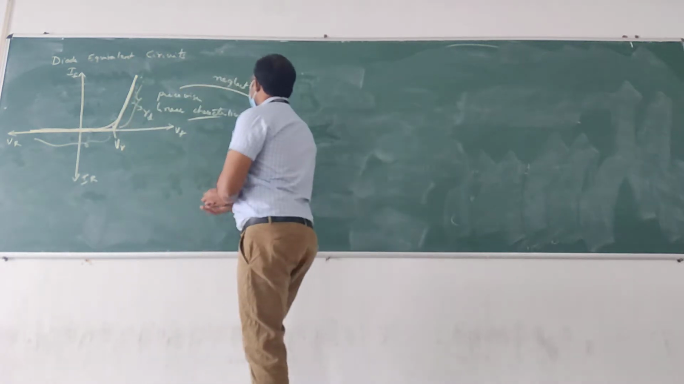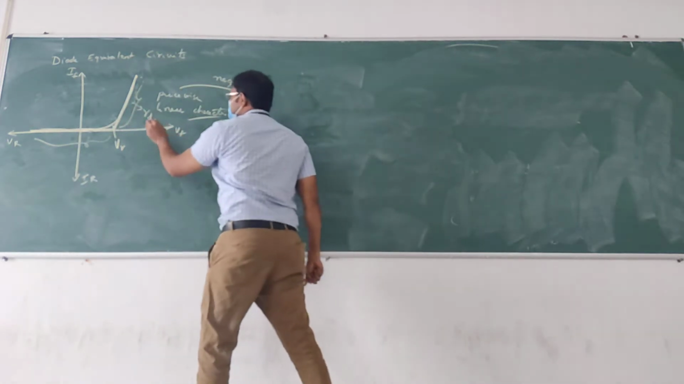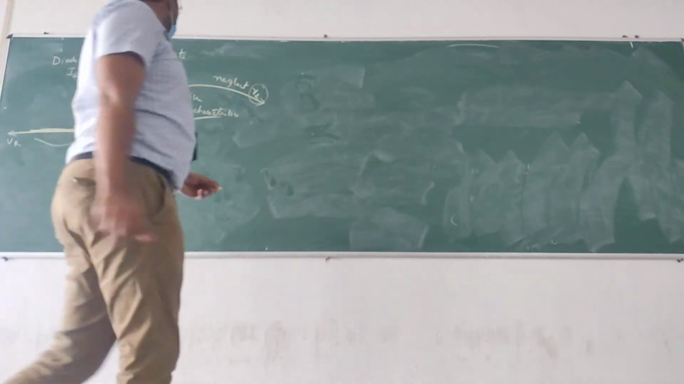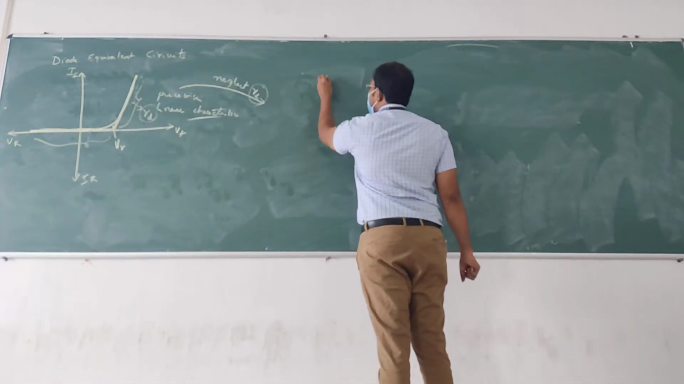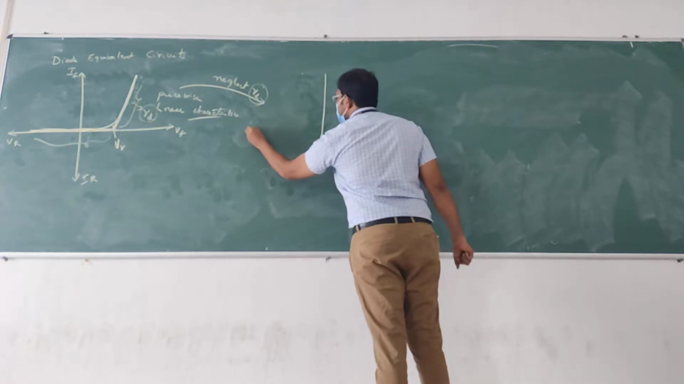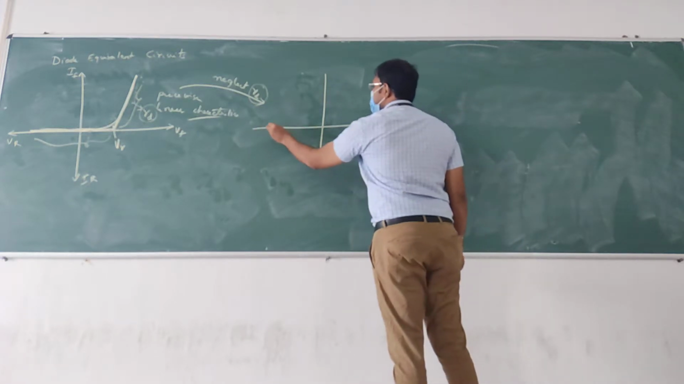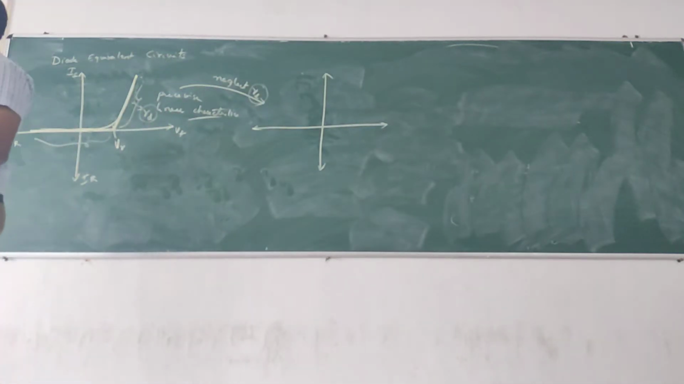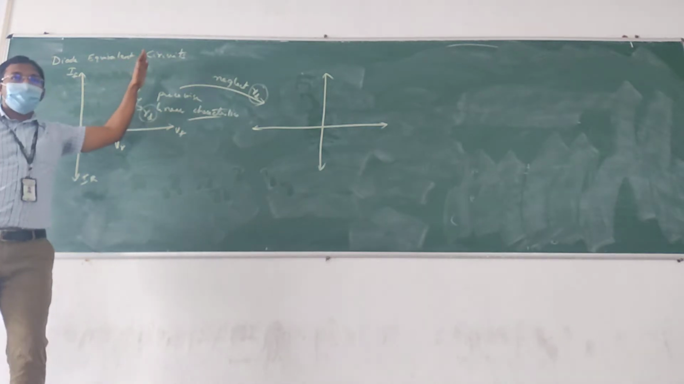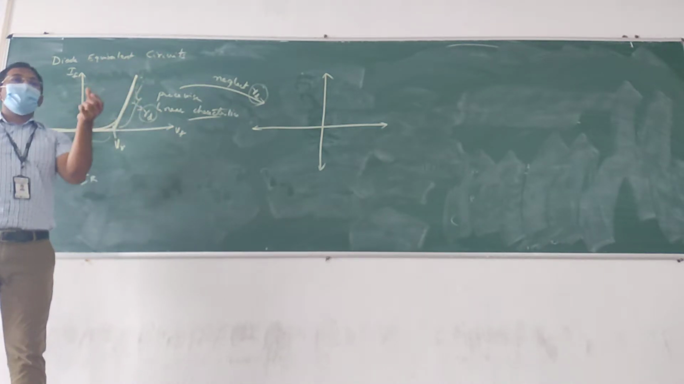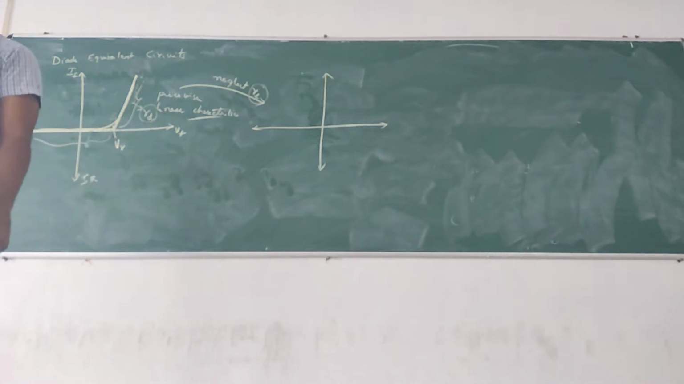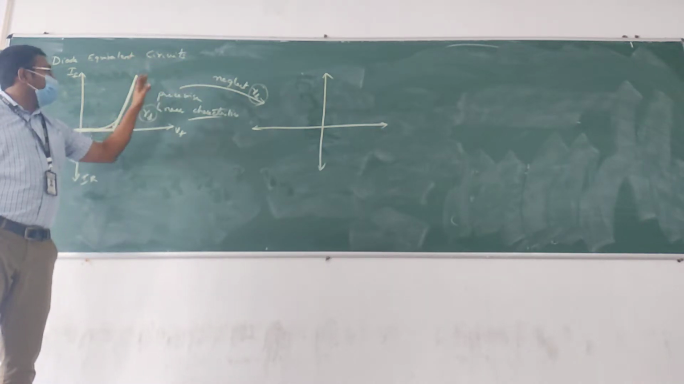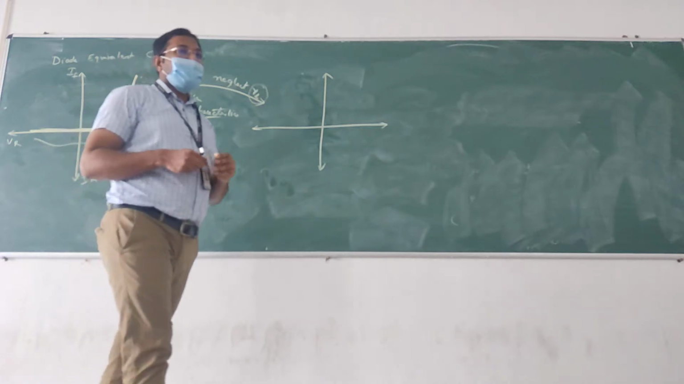If we neglect this RD, if we neglect the diode resistance, how will the graph look? Anybody please answer? Tell me, how should I draw if we neglect the RD there? Easy question. We have this slope because every material has resistance. The diode has a small resistance because of which we have this slope. If we neglect this RD, what will the graph be?